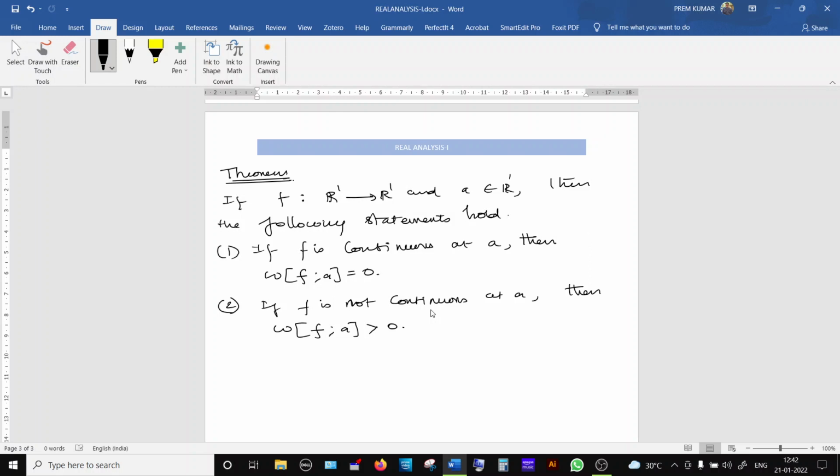So this is how we can tell that a function is continuous or discontinuous at the point A. You can find it by using the oscillation definition. If the oscillation of a function is 0 at the point A, then it is continuous at that point A. If there exists some oscillation greater than 0, then that point is a point of discontinuity of the function. Now we shall prove this theorem.